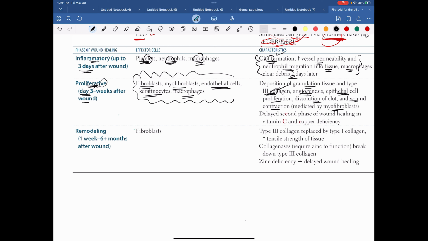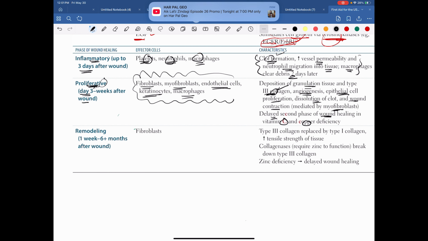Then also, for the second phase of wound healing, that is the proliferative phase, in your body you need vitamin C and copper. So if you have a deficiency of vitamin C and copper, your second phase of wound healing can be delayed, like the proliferative phase will be delayed. So this is a very, very important MCQ. You guys have to remember which vitamins are required for the second phase of wound healing.